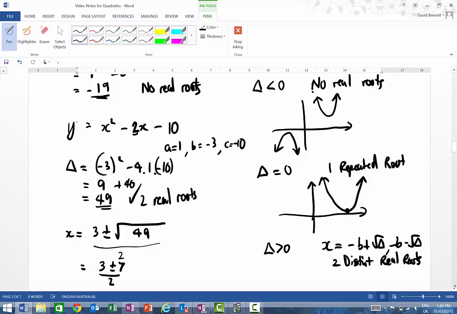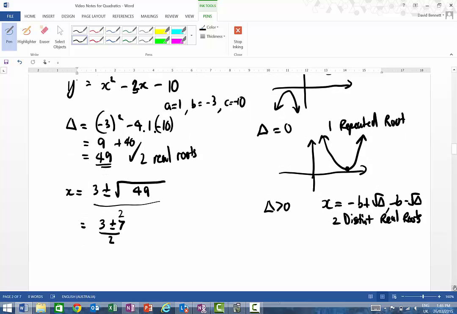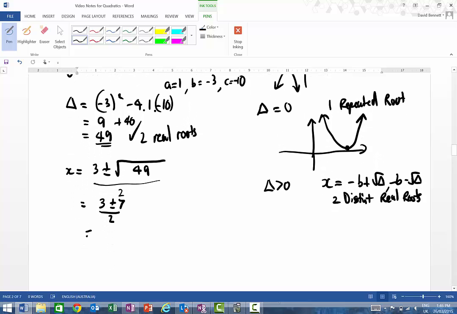So my solutions for x are going to be the following. It's going to be equal to 3 plus 7 on 2, or 3 take 7 on 2. So 3 plus 7 is 10, divided by 2 is 5. That's one solution. Or 3 take 7 is minus 4, divided by 2 is negative 2. So they're my two solutions, therefore my x-intercepts, or my roots for my equation, are x equal to 5 or negative 2.